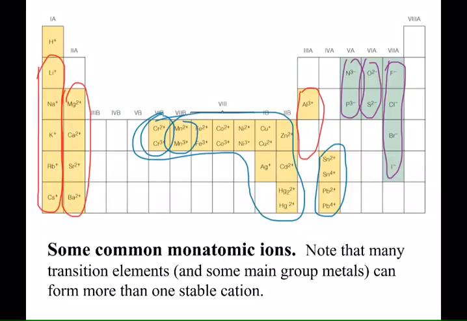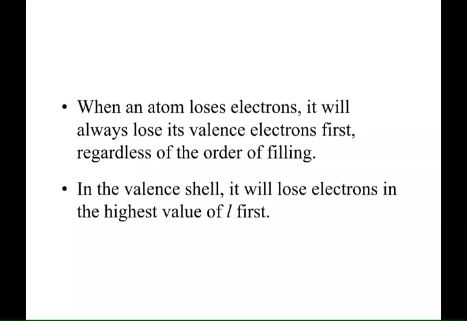Let's see, what else do I want to say? But I want to kind of pick on iron for a minute. So you're like, well, now why would iron form these two different cationic forms? So I'm going to pick on iron, and what you're going to see is it's going to be the valence electrons that go when it forms an Fe2+ and an Fe3+. But the valence electrons are going to go, and it's going to lose it from the highest L first. So you're like, really? Do I need to remember that?